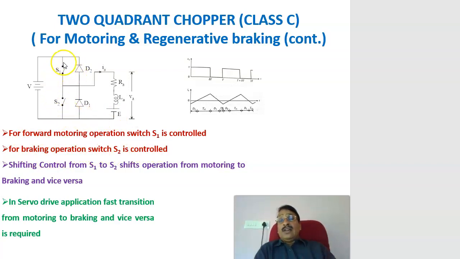Therefore, these are the switches. For motoring operation, S1 is controlled. For braking operation, S2 is controlled. Now, shifting control from S1 to S2 shifts the operation from motoring into braking and vice versa.